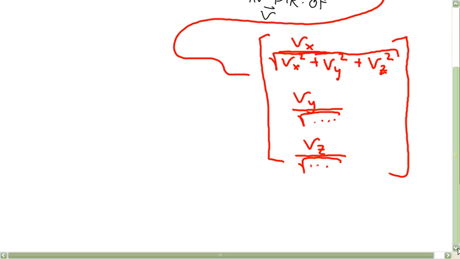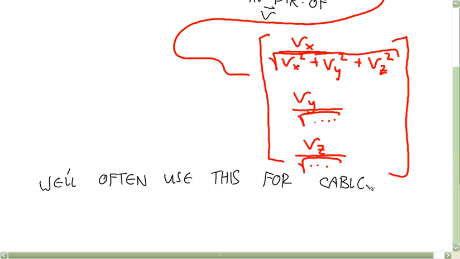The most common case where we'll use this is for calculating cable forces. Because a cable force can only be tension, right? So we know the direction of a cable force. What we don't know a lot of times is the magnitude. That's something we have to calculate.